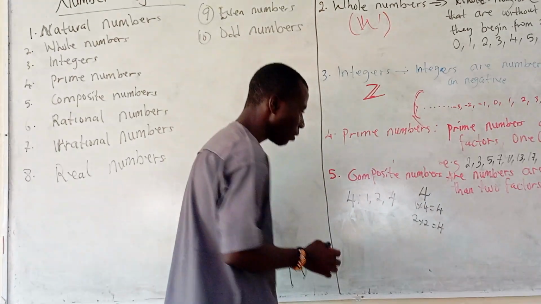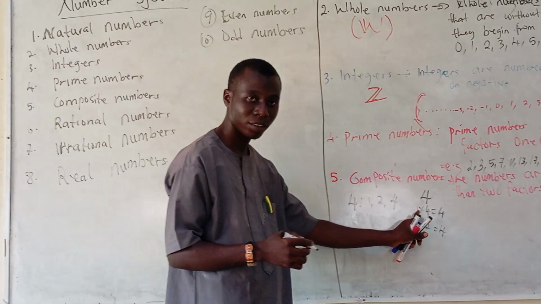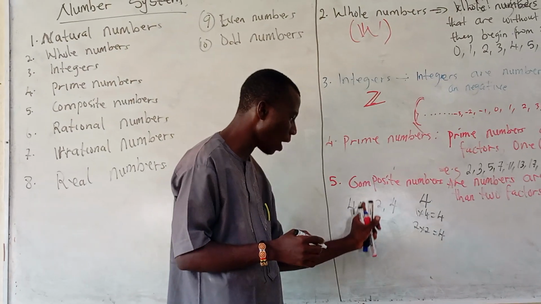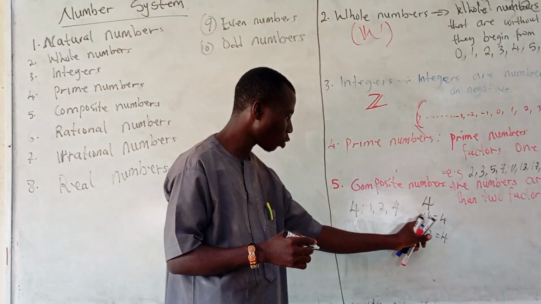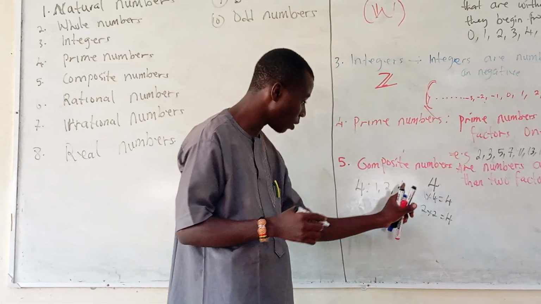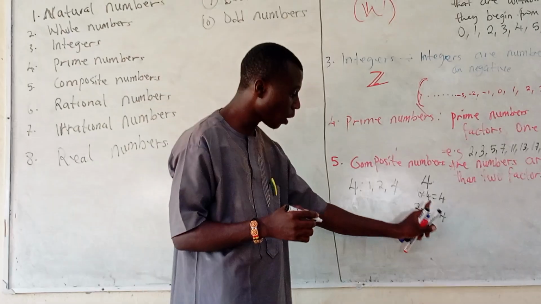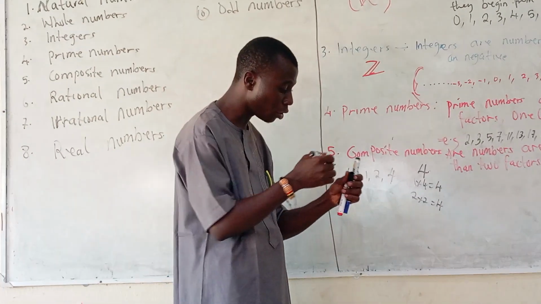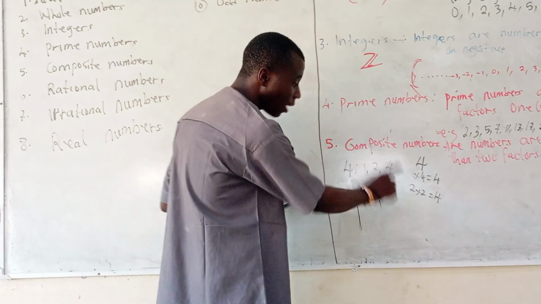So if I want to get the factors of 4, you can see that 1 multiplied by 4 will give me 4. So 1 is a factor. 1 multiplied by 4 itself will give me 4. That means 4 is a factor. And 2 multiplied by 2 will give me 4. That means 2 is a factor. Please, you're not picking 2 numbers, you're picking just one of them.